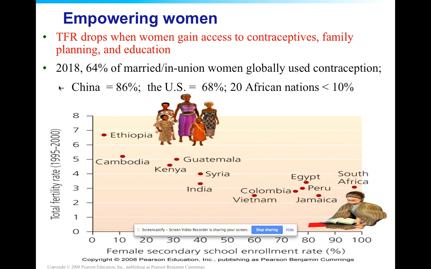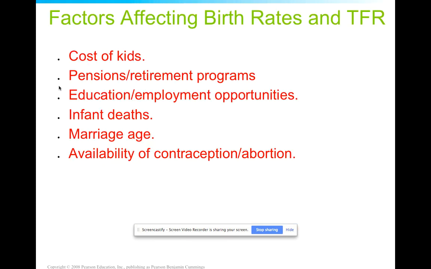And then in the 20 African nations that have the highest fertility rates, it's less than 10% of the women that are actually using contraceptives. So if we can get at those nations and provide them with these services, that would increase their percent contraceptive use. So we look at some factors that affect TFR, different things that cause people to choose to have kids either later in life or to have fewer kids.